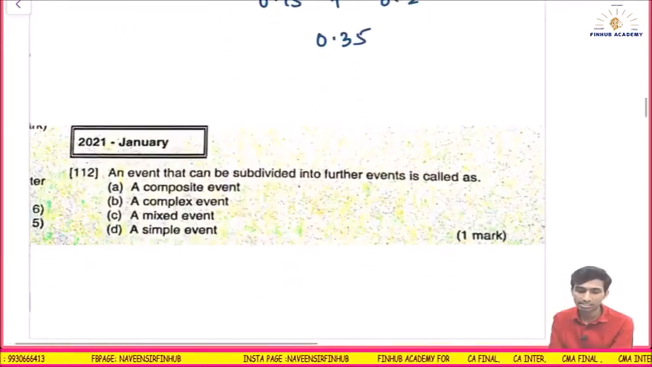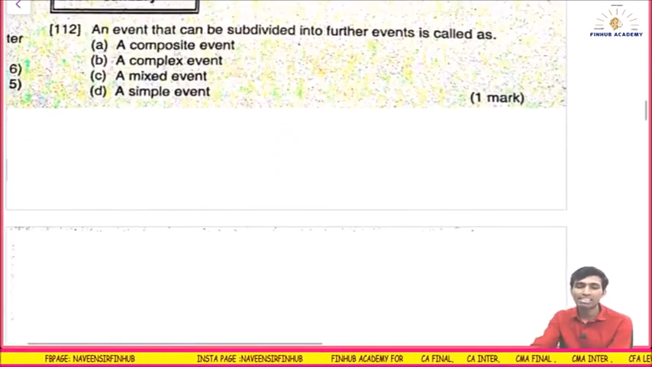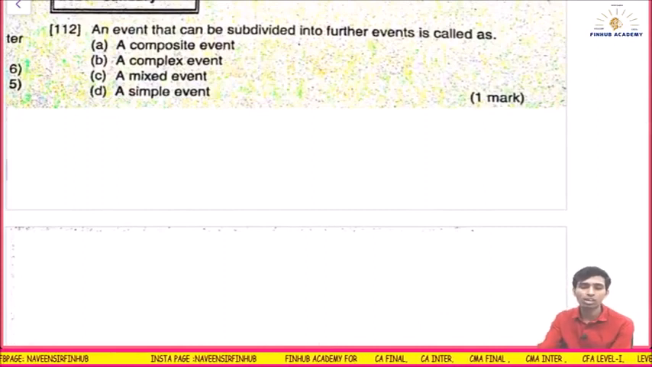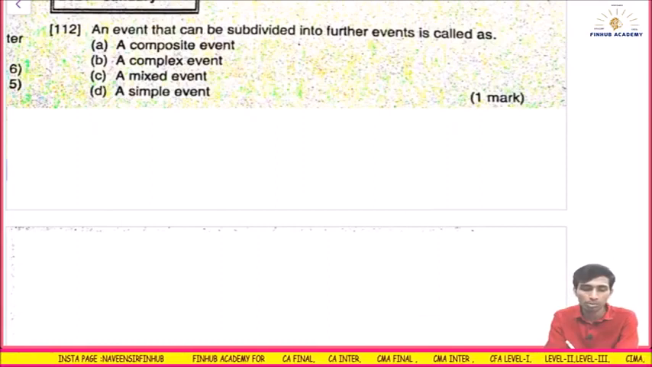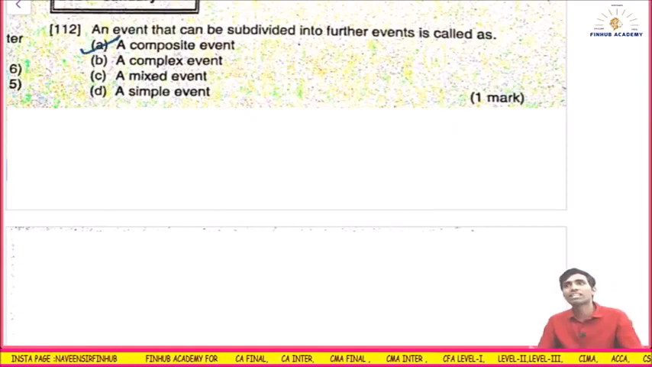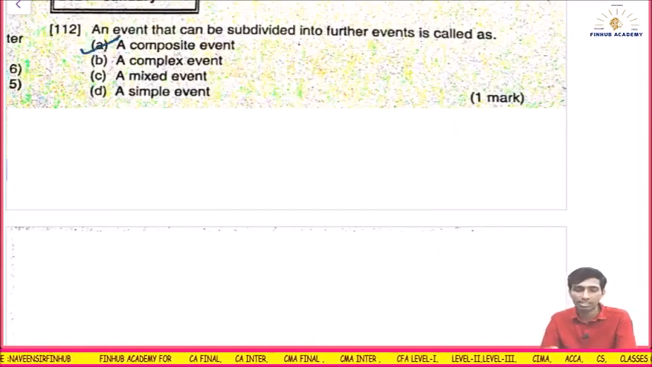So please correct this. And the event that is further divided into sub-events is called what? Composite event. Okay. Further, when the events are subdivided, it is called a composite event.